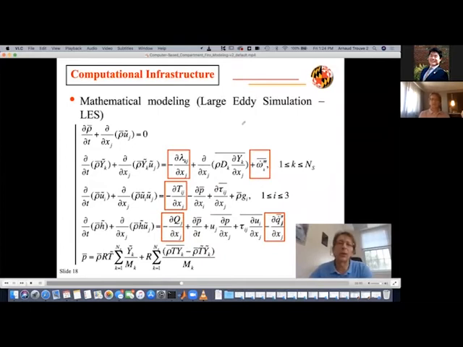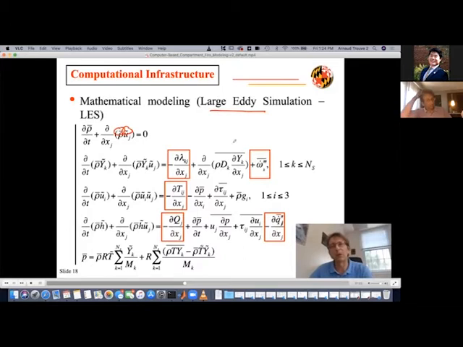This something else corresponds to a strategy where the simulation will not resolve all the relevant length scales of the physics of the problem, but will be limited to resolving the large length scales, and we bring modeling for the small length scales. This approach is called large eddy simulation, LES. In this approach, the governing equations are filtered. They are modified compared to the previous set of equations used in DNS.